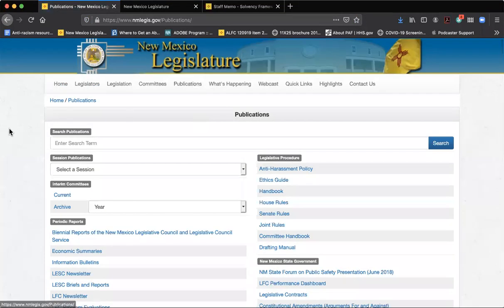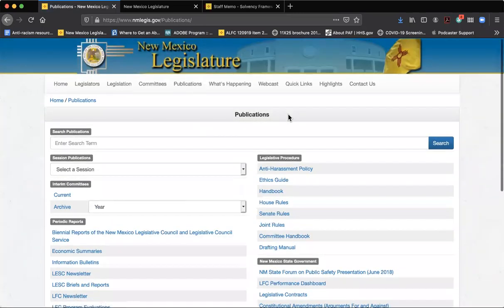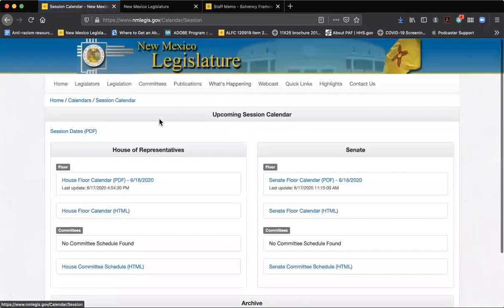Publications are just that, publications from the legislature, from summaries and bulletins all the way over to guides, handbooks, and rules of each chamber. What's happening is a schedule of things that are happening by chamber, floor, and committee. And then if you click on the PDF file, it'll bring up a new window of the PDF of the schedule for either the floor or the committee by chamber.